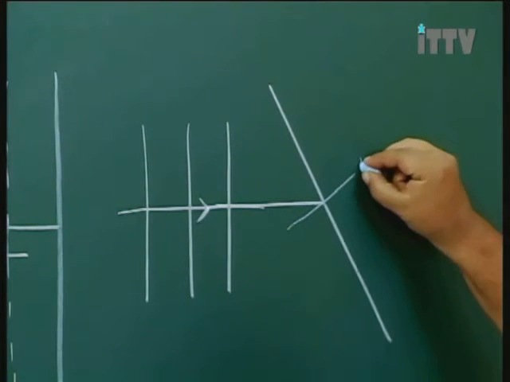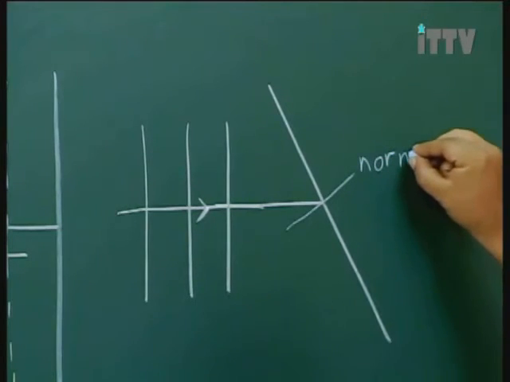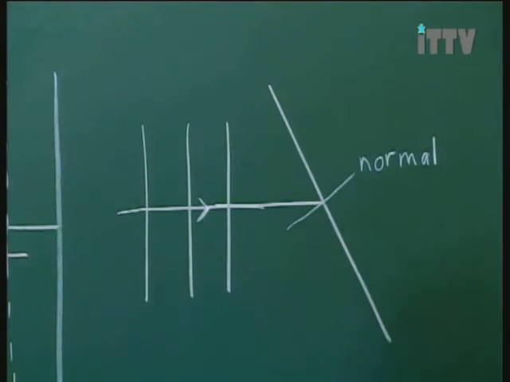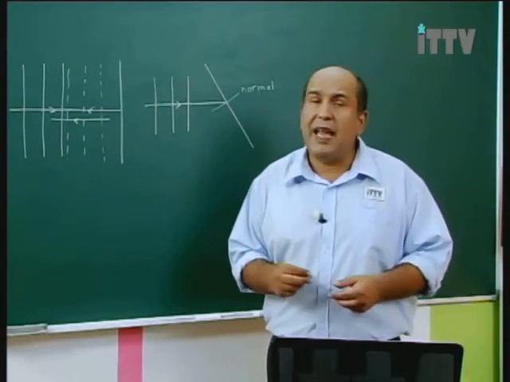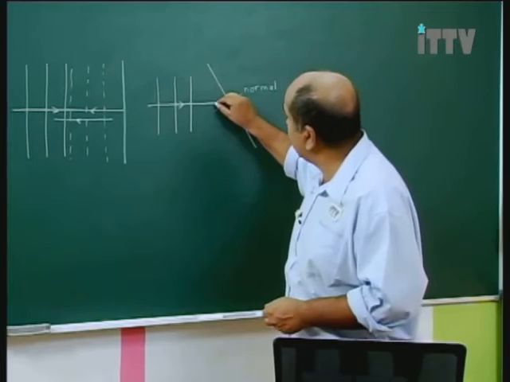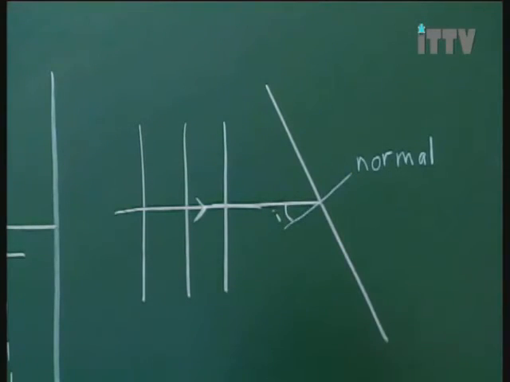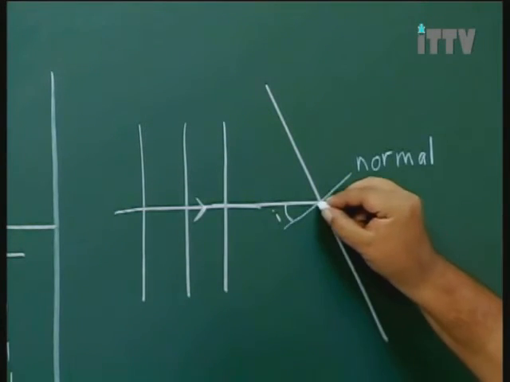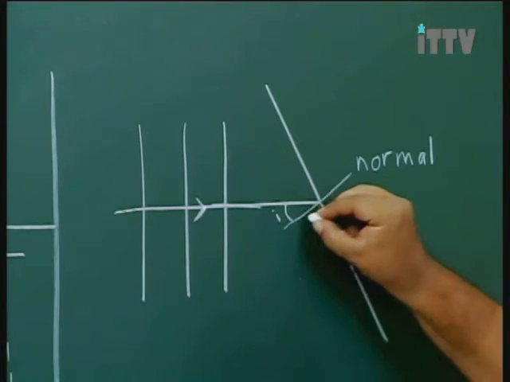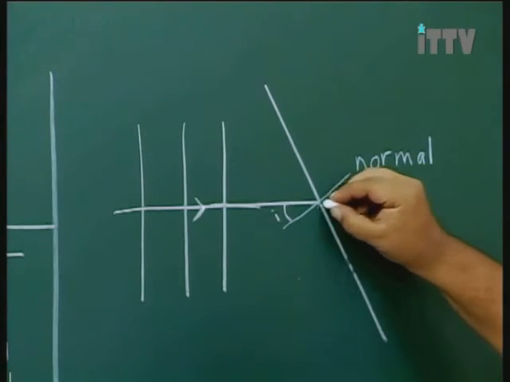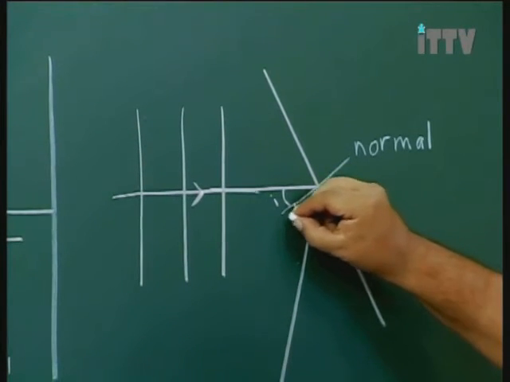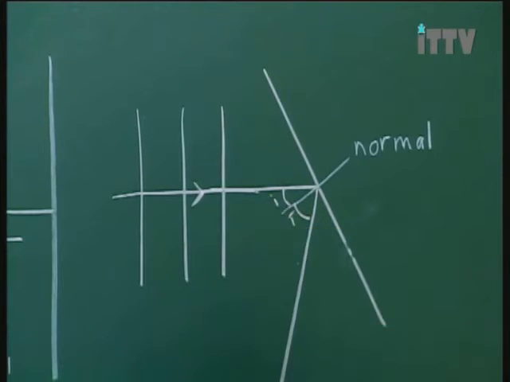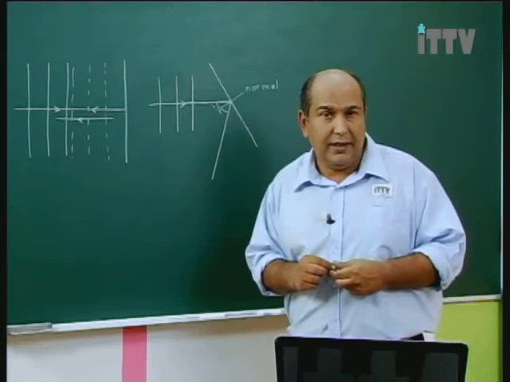So this will be your normal. Now, your incident ray has to reflect, and remember the angle of incidence, which is this angle here, must be the same as your angle of reflection, which means this angle here must be the same. So, if I was to draw this angle in here, like so, this angle, R, should be the same as this angle. Although my diagram is not the greatest, you understand the idea.